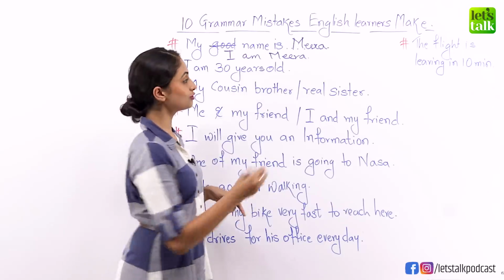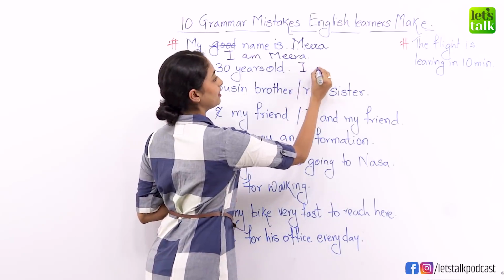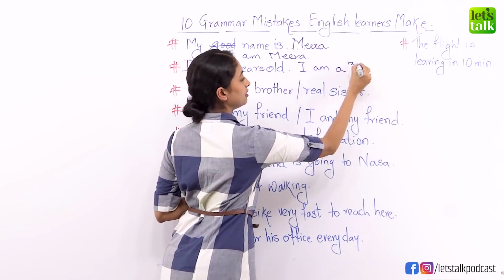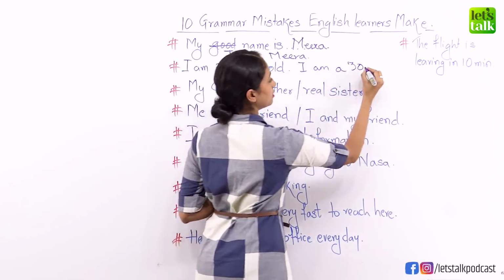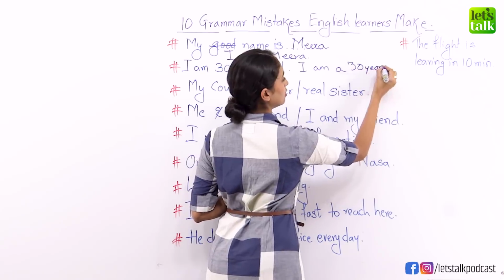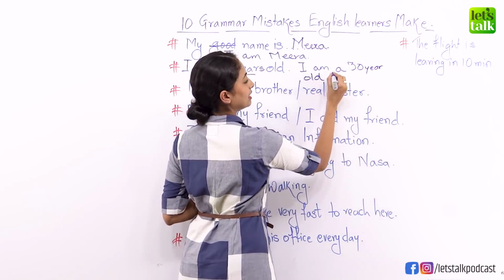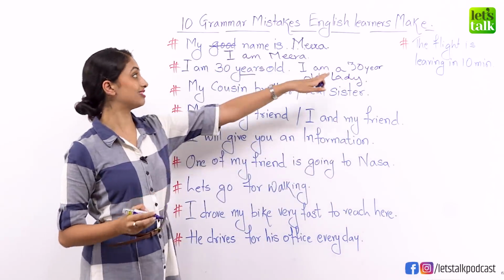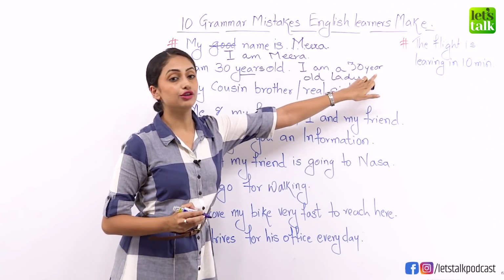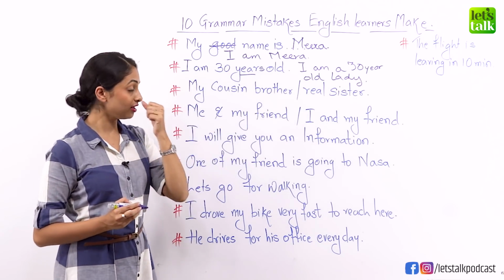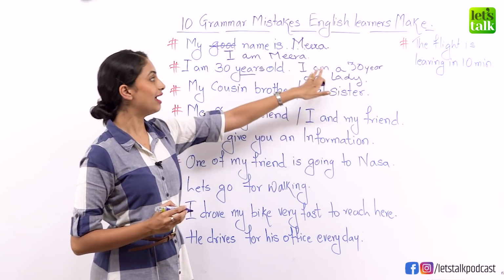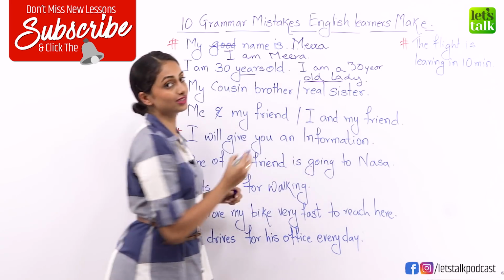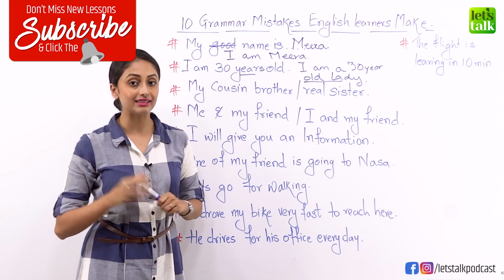Or you can also say, I am a 30-year-old lady. Here I have taught you to use a and use the singular form of year, which is just without an S. I am a 30-year-old lady. You have to make sure that you complete the sentence if you are using a and year.